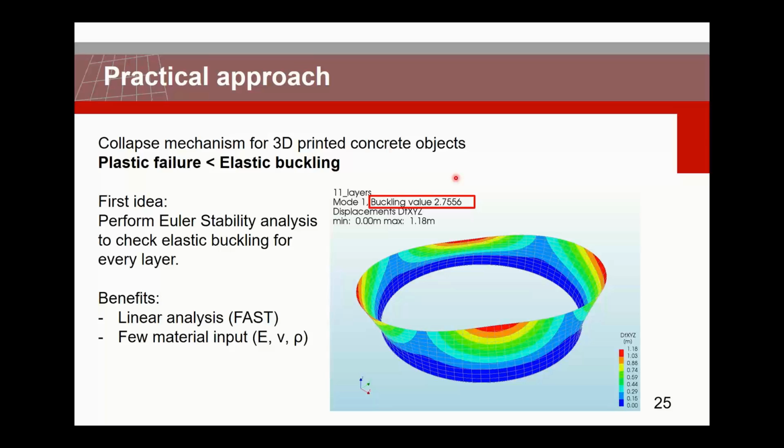So for example, if we go to 11 layers, we can see that the buckling value is now decreasing a little bit, up to 12 layers. And in this way, we can build up the entire cylinder until the buckling value is below 1. Now we know also when our cylinder will fail. Now this method has a few benefits. First one is that we're only performing linear analysis, and those are of course really fast. And also we need fewer material inputs. We're only inputting a Young's modulus, a Poisson ratio, and a density.